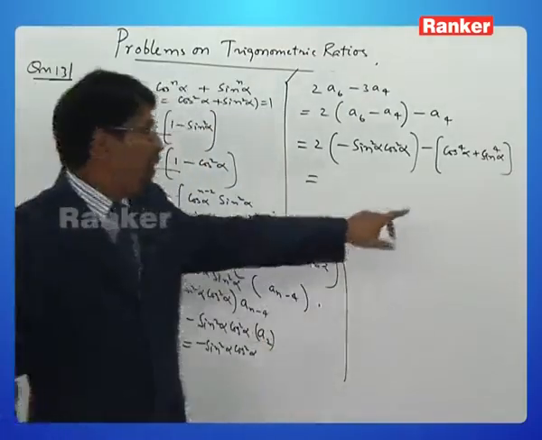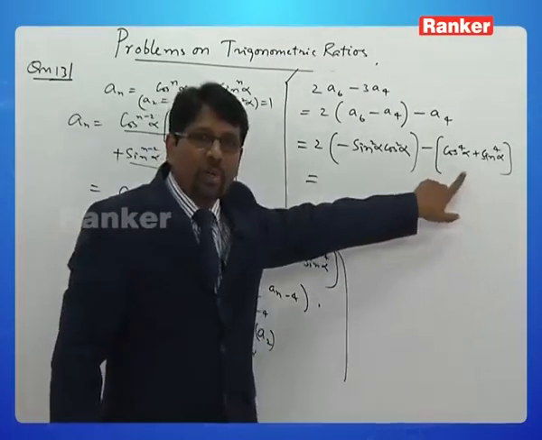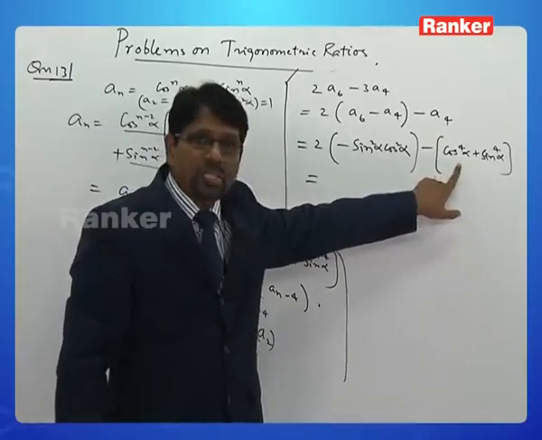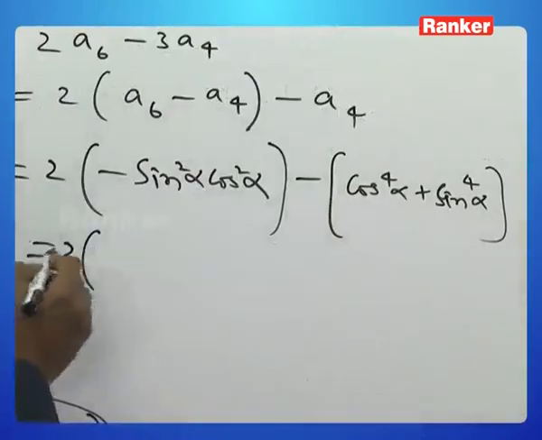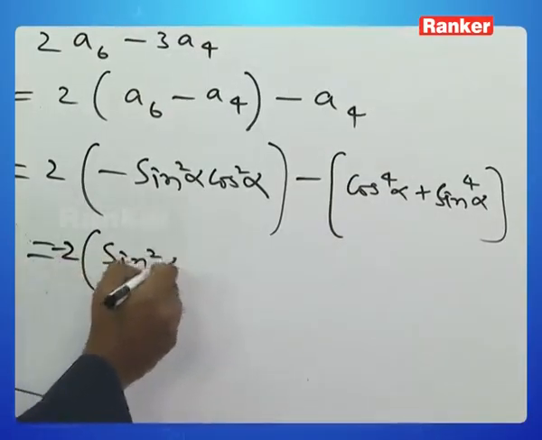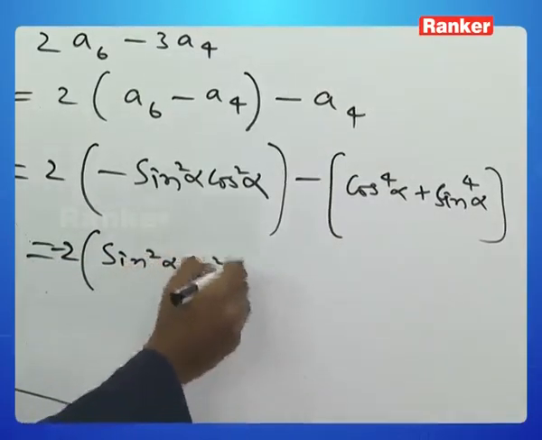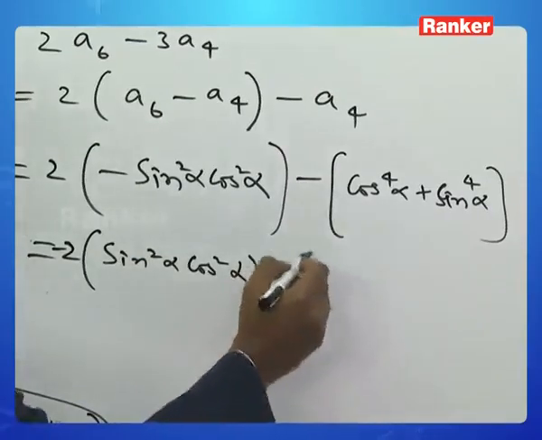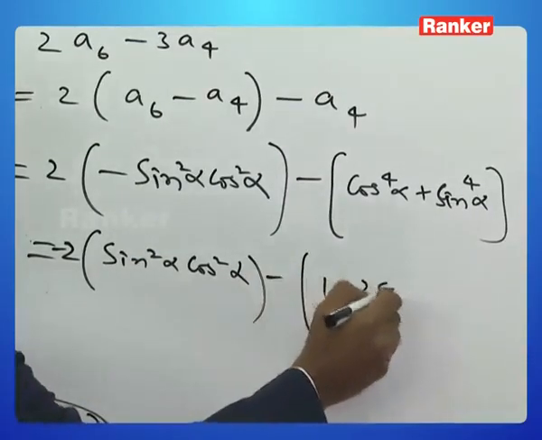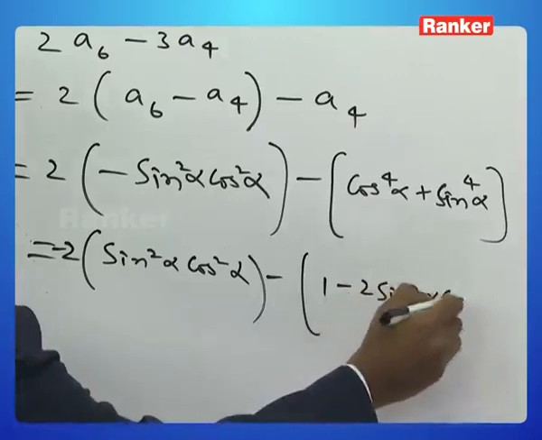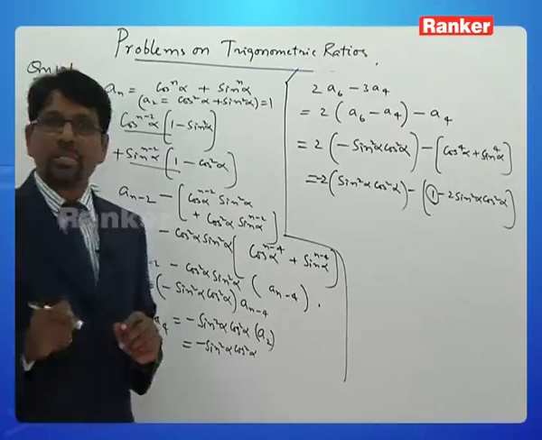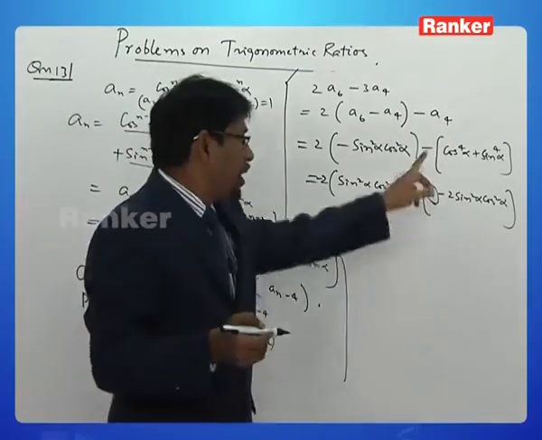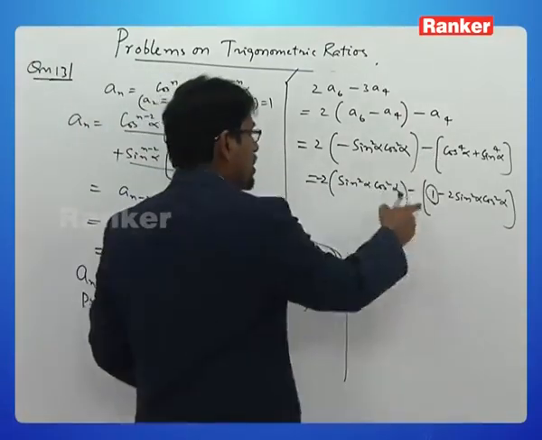This we can write in the form of (cos square alpha plus sin square alpha) whole square minus 2 sin square alpha cos square alpha. So you will get minus 2 sin square alpha cos square alpha here, and minus of (1 minus 2 sin square alpha cos square alpha) here. How did you get this one? This one was (sin square alpha plus cos square alpha) the whole square. Okay, so we could write this in that form.